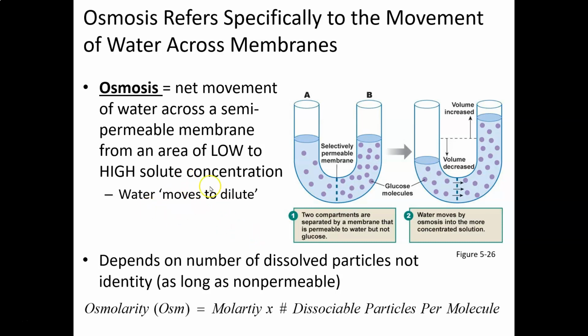So the osmolarity determines osmosis, and osmolarity is just a measurement of the osmotic pressure. Right, and we saw this calculation in lab 1. Osmolarity, which is abbreviated OSM, capital OSM, equals molarity times the number of dissociable particles.